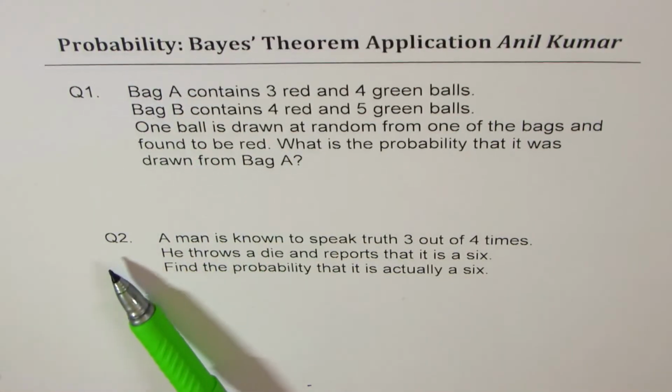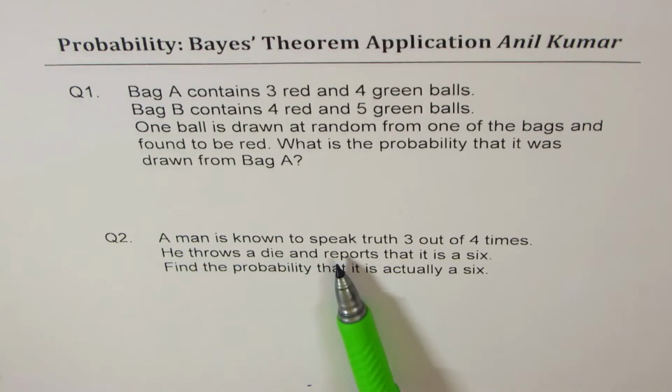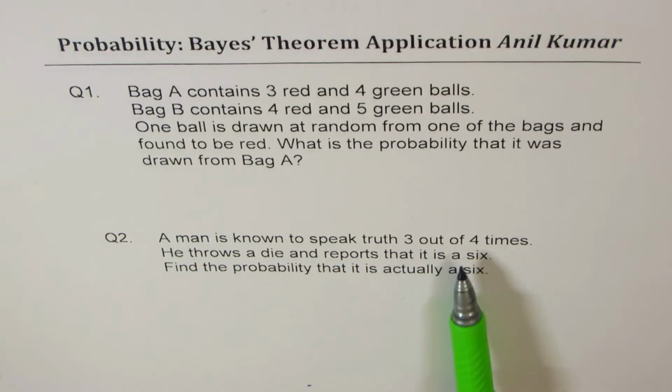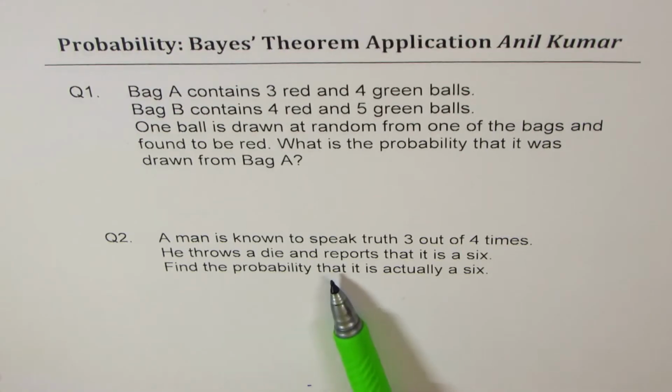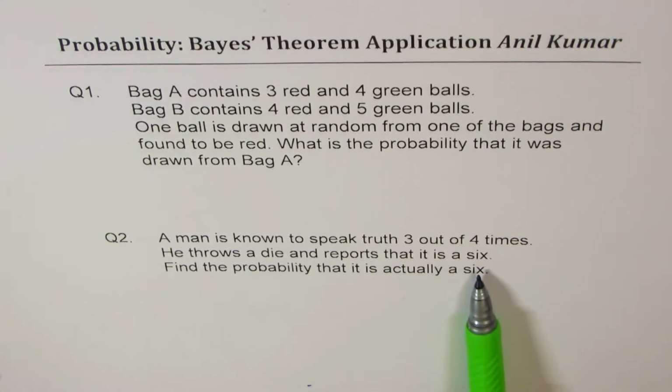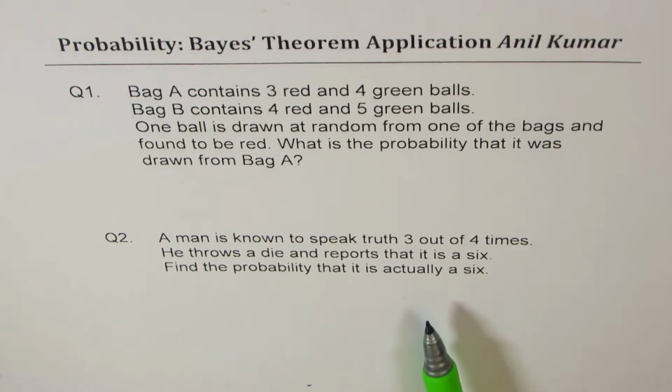All right. Question number 2 is, a man is known to speak truth 3 out of 4 times. He throws a die and reports that it is a 6. Find the probability that it is actually a 6. An excellent question, very common, but asked by my subscriber this time. Okay, let us see what these questions are really asking for.